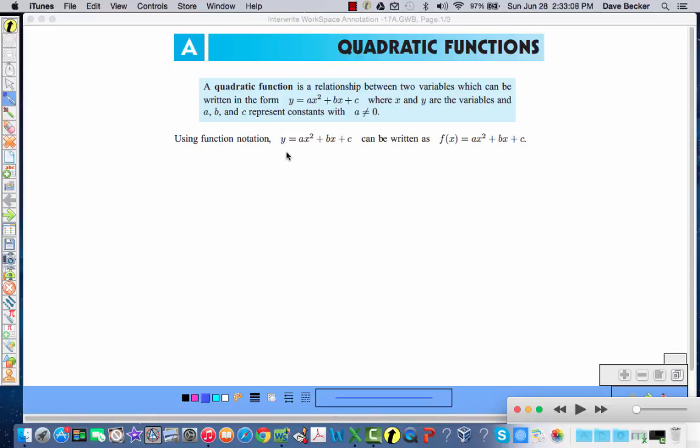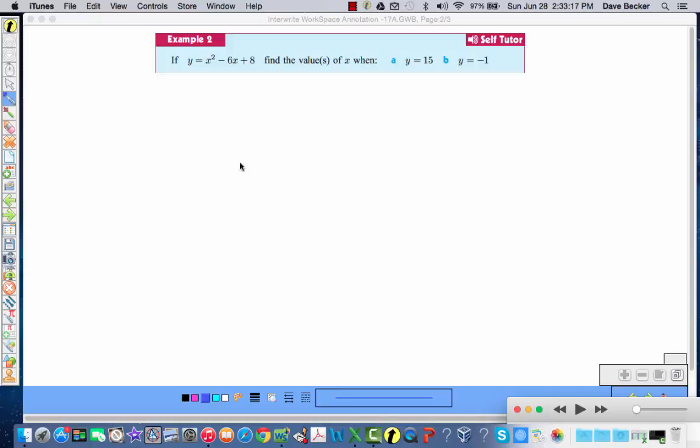Of course, we can write y equals ax squared plus bx plus c. It can be written as f of x, the function of x. So nothing really new here.